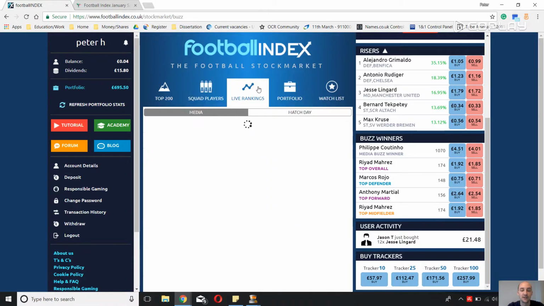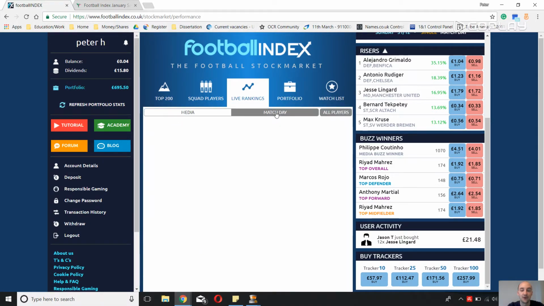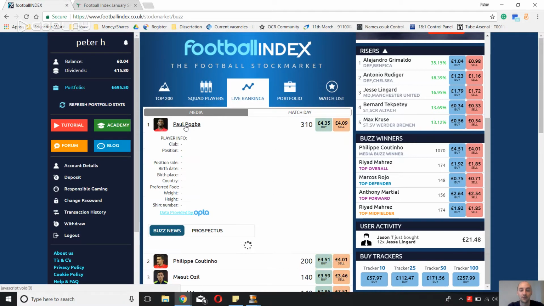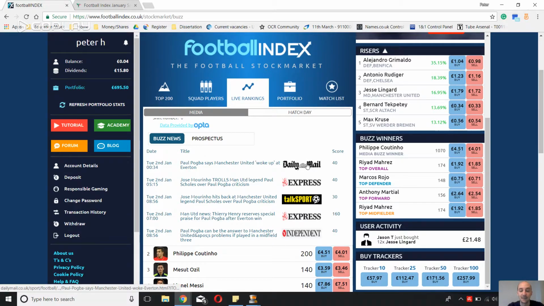The next section is live rankings. This is where you'll hear about something called the buzz. The match day buzz and the media buzz are ways of earning extra money on your players. These are called dividends. So for example, a media buzz is how much the player has been mentioned on certain websites. Football Index scans websites and looks for Paul Pogba's name. As you go down here, you will see Paul Pogba has been mentioned in the Daily Mail, the Express, TalkSport and the Independent today. As they're mentioned, they gain points, and the more they're mentioned, the more points they gain.